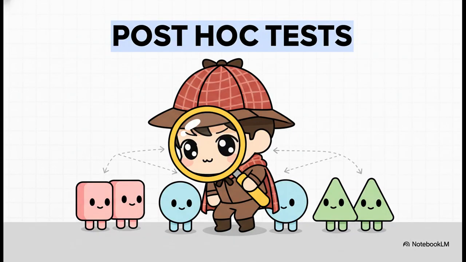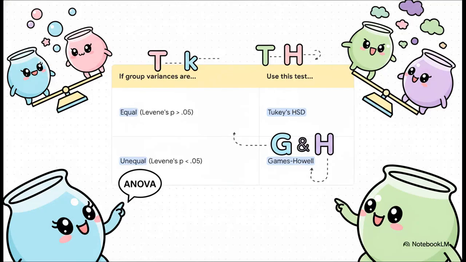To actually pinpoint where the differences are, you need to run a follow-up test. These are called post hoc tests. It's a fancy name that just means after the fact. These are the tests that go in and check every possible pair of groups to find out exactly who is different from whom. So, which post hoc test do you use? Well, you first have to check if your groups have a similar spread of scores. If the spread or variance is about the same for all groups, you use a test like Tukey's. But if one group's scores are all bunched up and another's are all spread out, you need a different test, like Games-Howell. Getting this right is crucial for getting an accurate answer.